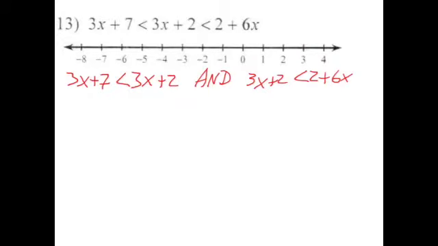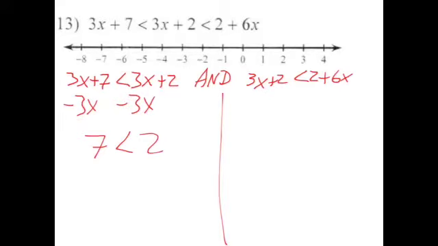And moving on to 13, similar story just like the last one. I have to do them separately because these side ones have an x term with them. I'm now going to, on the left side, just start with subtracting 3x on both sides to get 7 less than 2. Think about that really quickly. Is 7 ever less than 2? No. So this part here would have no solutions.